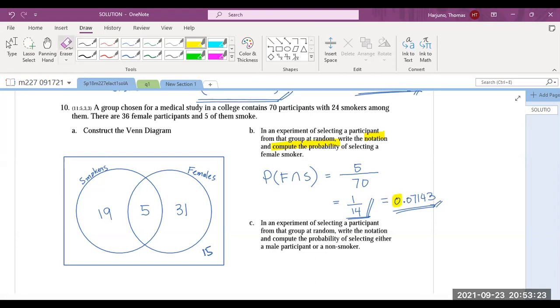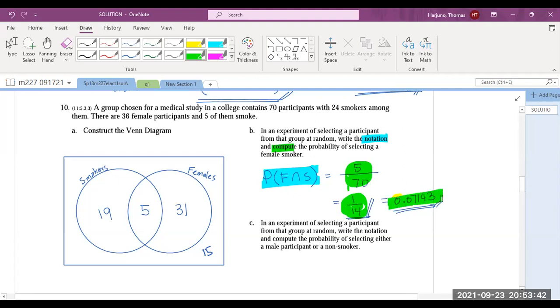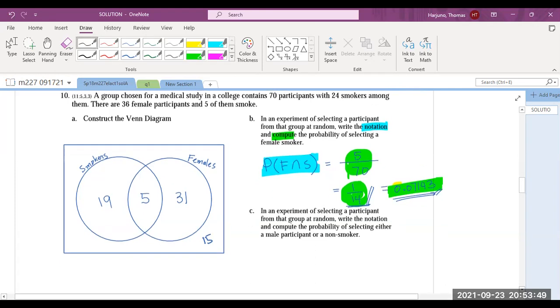So when I say the notation, I refer to this notation. Okay. And when I say compute, I refer to this. Does it make sense? Yeah. Okay. Now let's see part B. In an experiment of selecting a participant from that group at random, write the notation and compute the probability of selecting either a male.